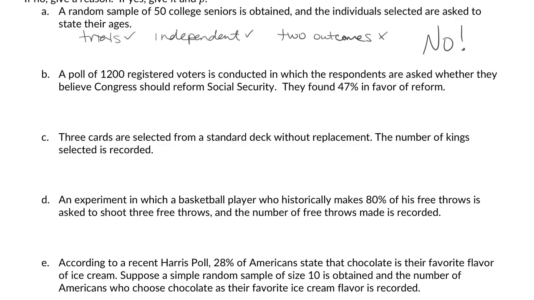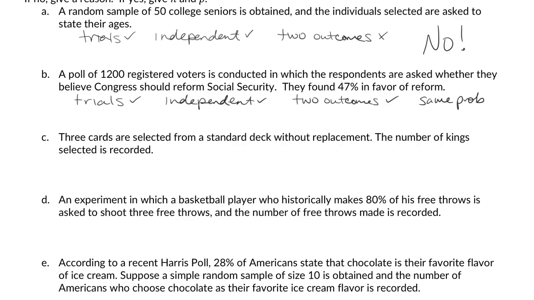A poll of 1,200 registered voters is conducted in which the respondents are asked whether they believe Congress should reform Social Security. They found 47% in favor of reform. Is there a set number of trials? Yes. Are the responses independent of each other? Yes. Are there only 2 outcomes? What are those 2 outcomes? Yes and no. In favor of reform, not in favor of reform. The 4th thing we have to check is that we have the same probability for each trial.